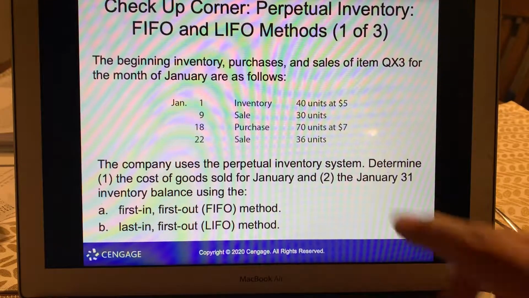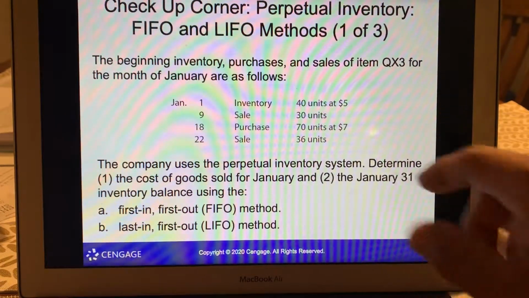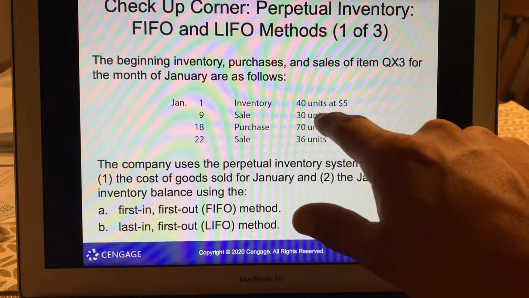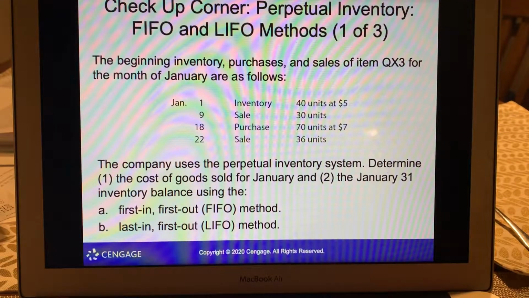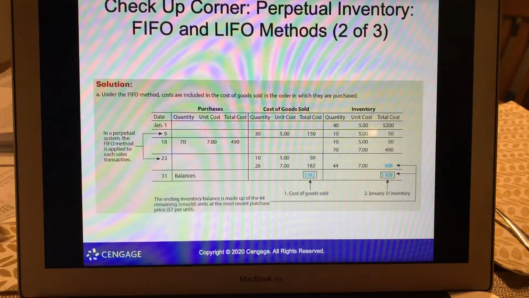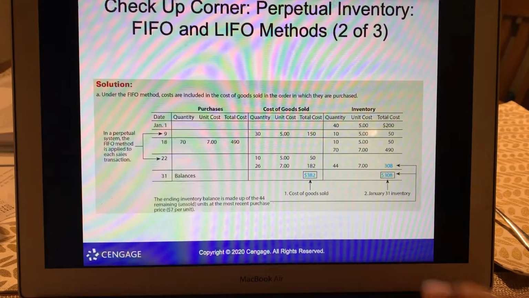Okay, so we purchased 40 units at $5. We sold 30 units. We purchased another 70 at $7. Sales of 36 units. And they should tell us how much we sold each one for, but they don't. So the company uses first in, first out method, and then last in, first out. So let's take a look at what that'll look like. So here we go.